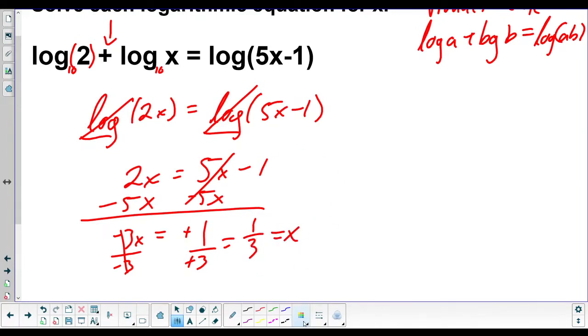If we plug this back in, 1/3 times 2 is 2/3, which is positive. And then 1/3 times 5 is 5/3 minus 3/3. This will be 2/3 also. So that one's also safe and positive. So this is our solution.